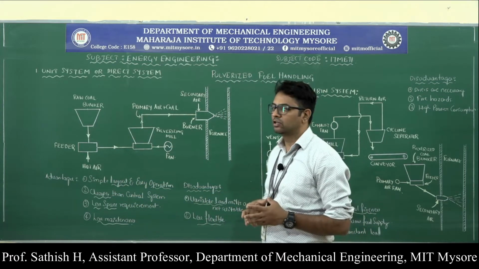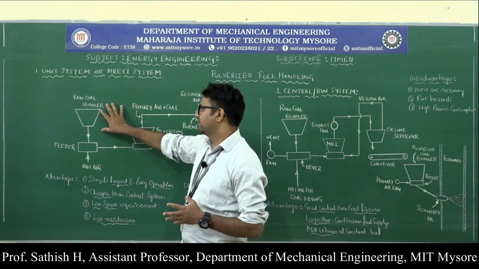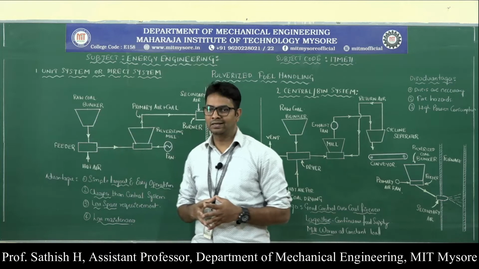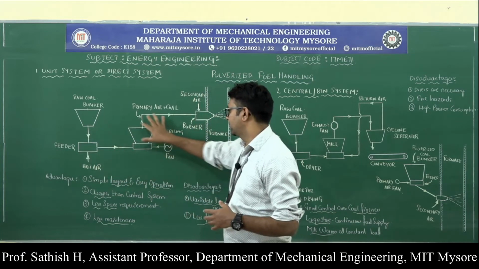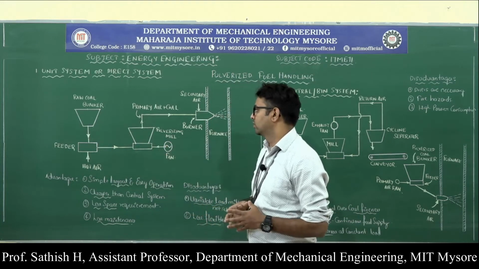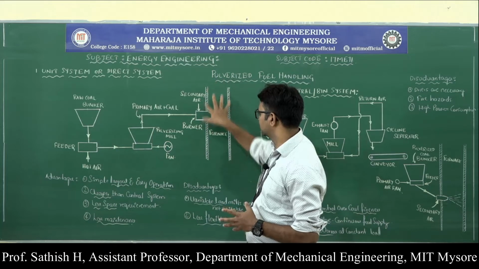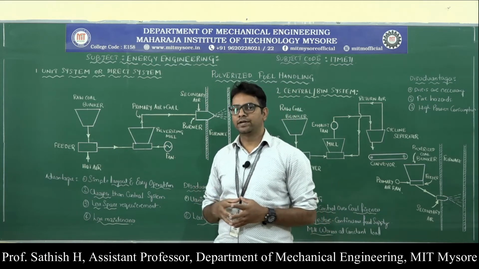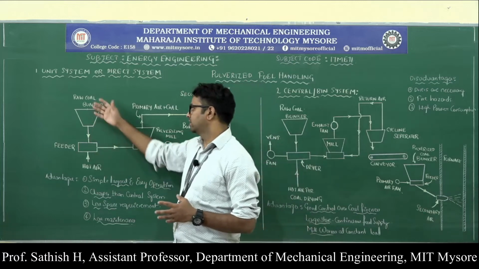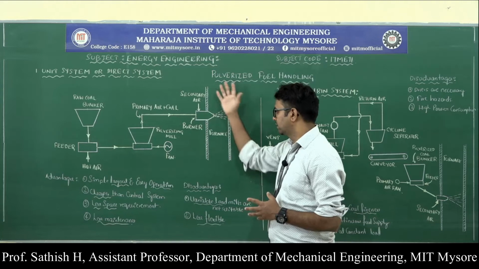So what are the different components we have here? Basically we have this raw coal bunker, and then we have a feeder, and then we have a pulverizing mill, and we have this burner, and this part is called the furnace. These are the important components: the feeder, raw coal bunker, pulverizing mill, burner, and then the furnace.